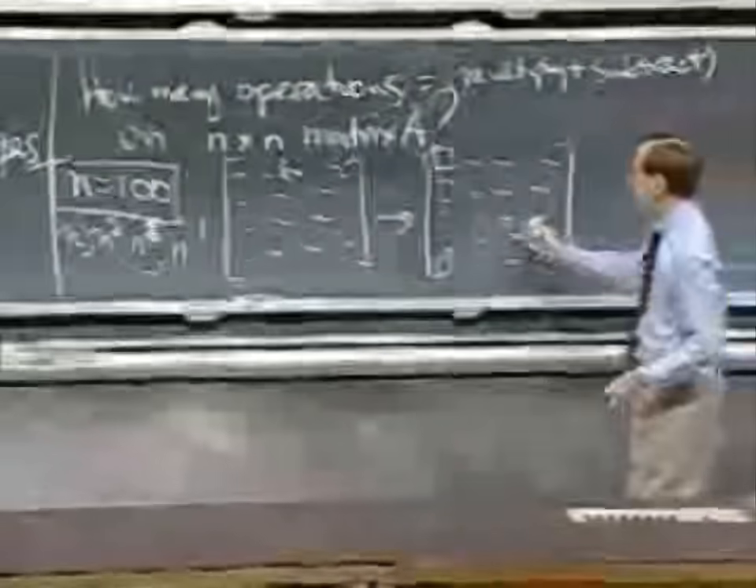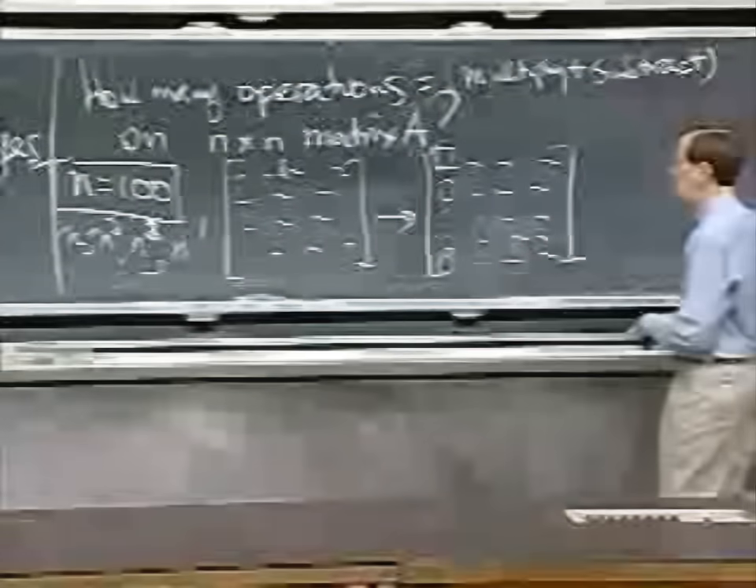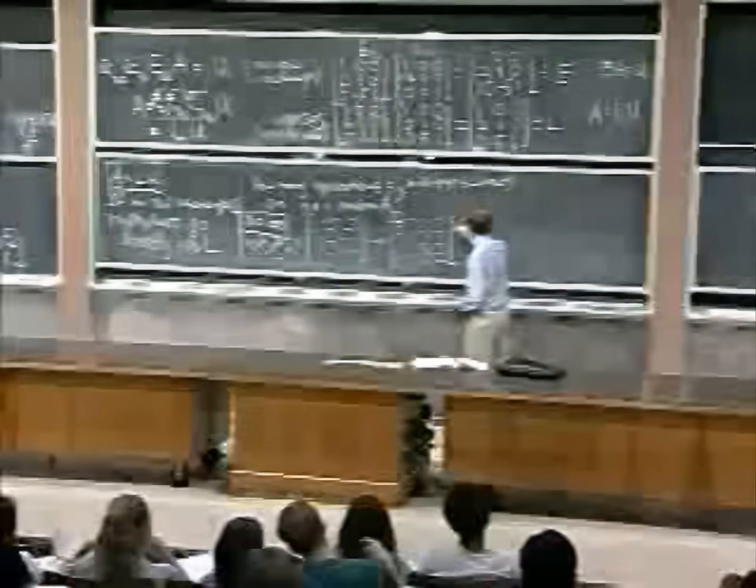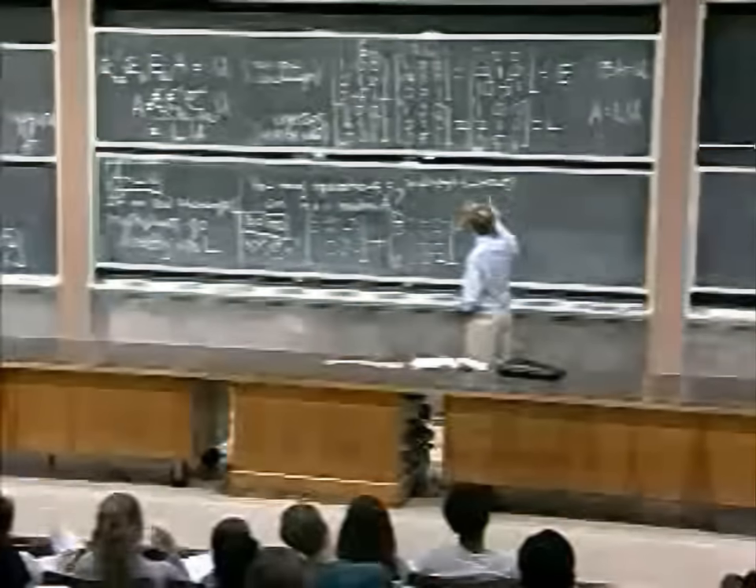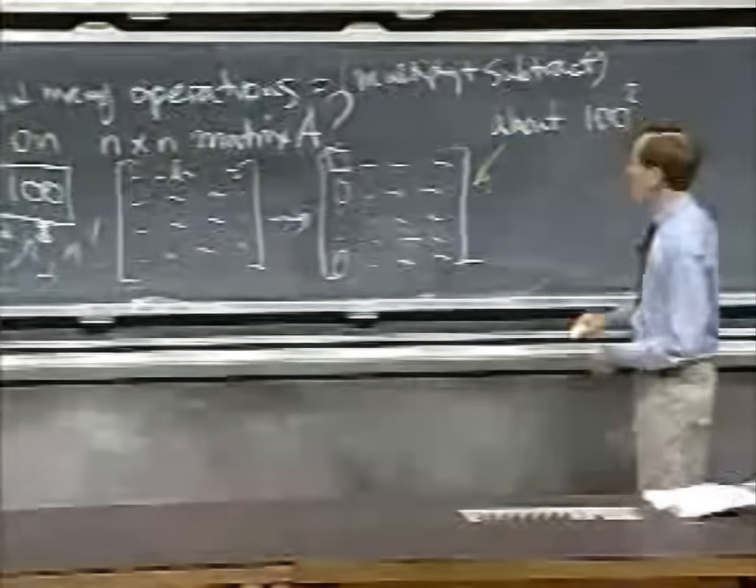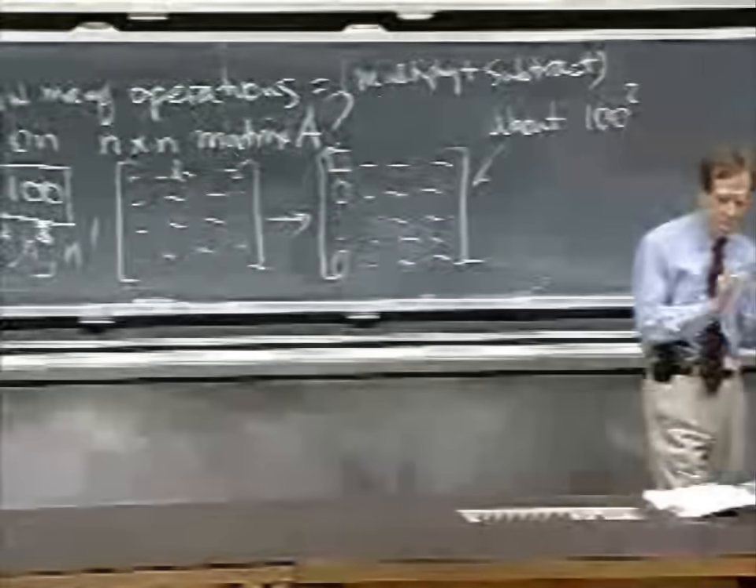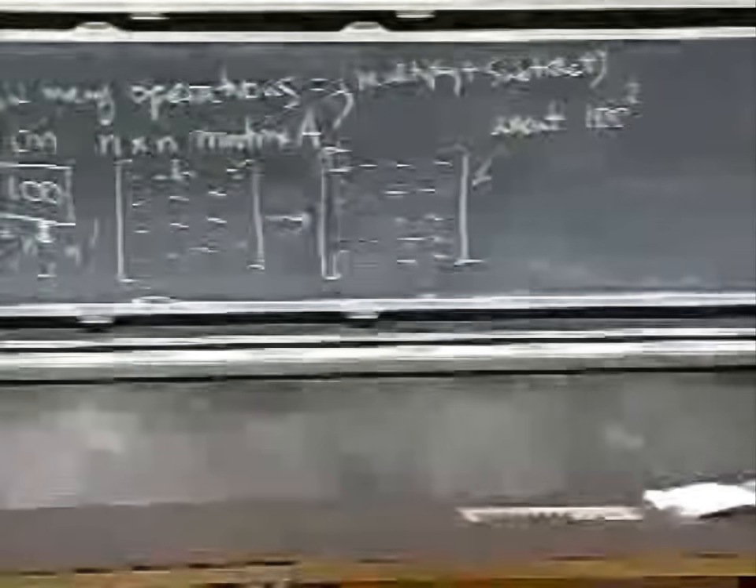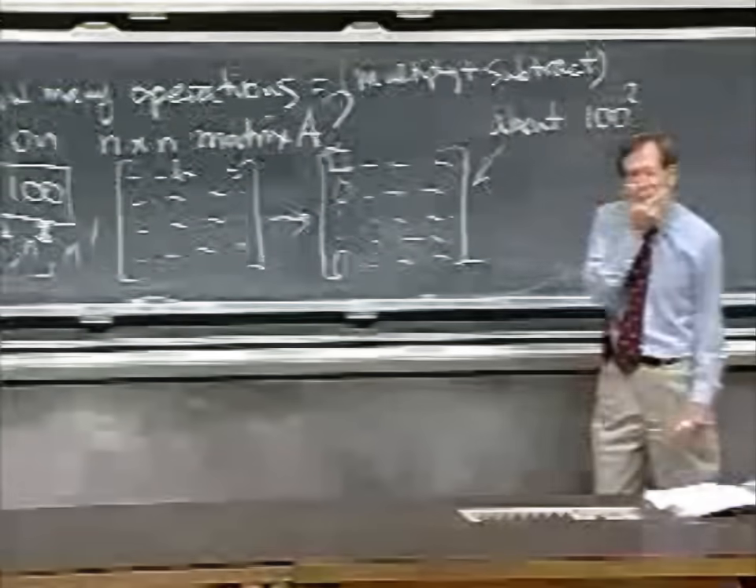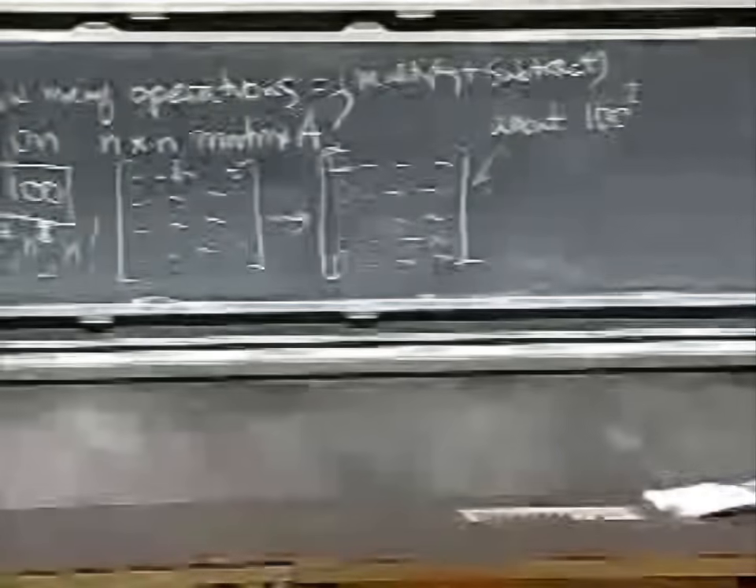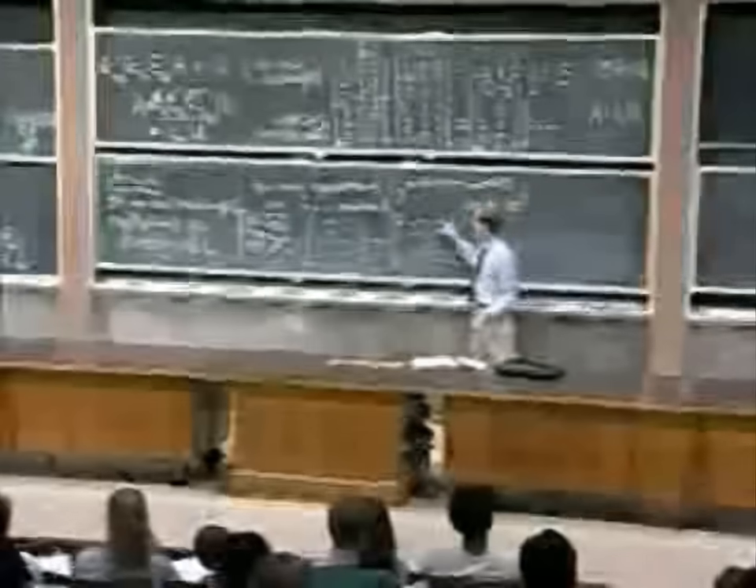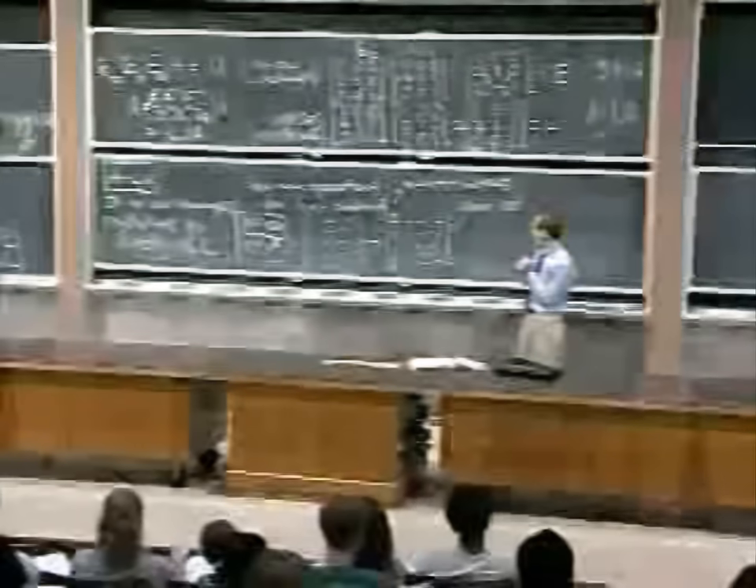So this step, shall I say, this cost about 100 squared. I mean, if I had changed the first row, then it would have been exactly 100 squared, because that's how many numbers are here. 100 squared is the total count of the entries, and all but this insignificant first row got changed. So I would say about 100 squared.